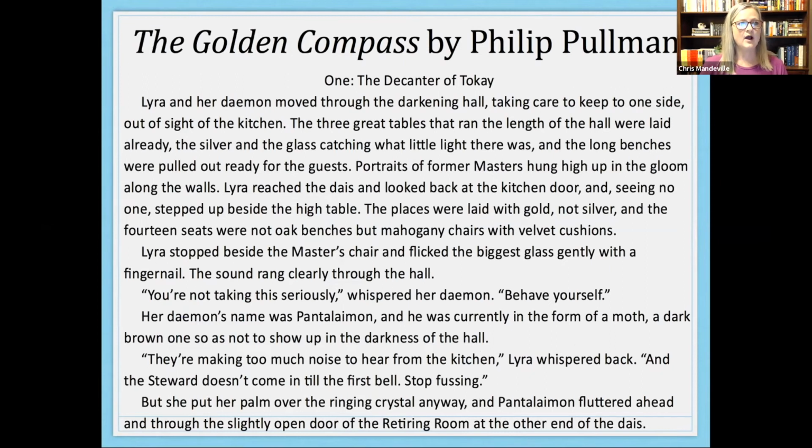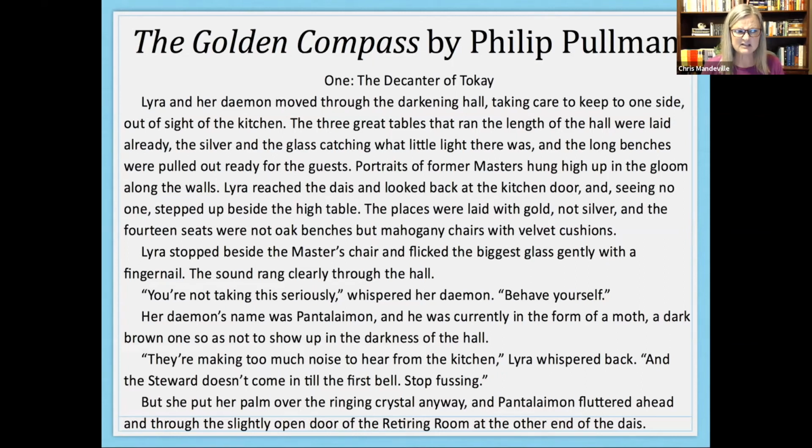Chapter 1, The Decanter of Tokai. Lyra and her demon moved through the darkening hall, taking care to keep to one side, out of sight of the kitchen. The 3 great tables that ran the length of the hall were laid already, the silver and the glass catching what little light there was, and the long benches were pulled out ready for the guests. Portraits of former masters hung high up in the gloom along the walls. Lyra reached the dais and looked back at the kitchen door and, seeing no one, stepped up beside the high table. The places were laid with gold, not silver, and the 14 seats were not oak benches, but mahogany chairs with velvet cushions. Lyra stopped beside the master's chair and flicked the biggest glass gently with a fingernail. The sound rang clearly through the hall.